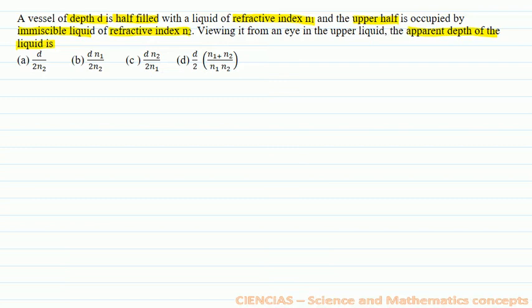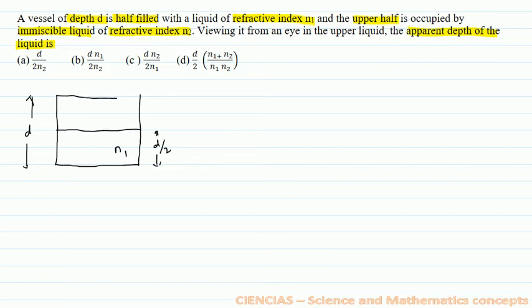So first of all we see what the question wants to say. This is a container of total depth d, which is half filled by medium of refractive index N1, this is d by 2, and the remaining half is filled by refractive index N2. Immiscible means the liquids will not get mixed up. And we are looking from this side and we have to find out the apparent depth.